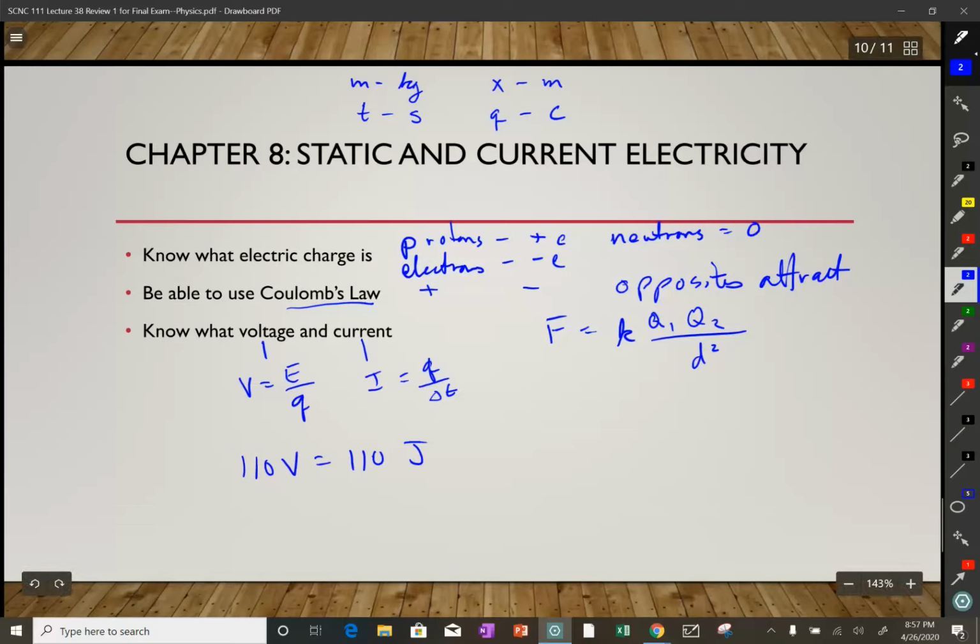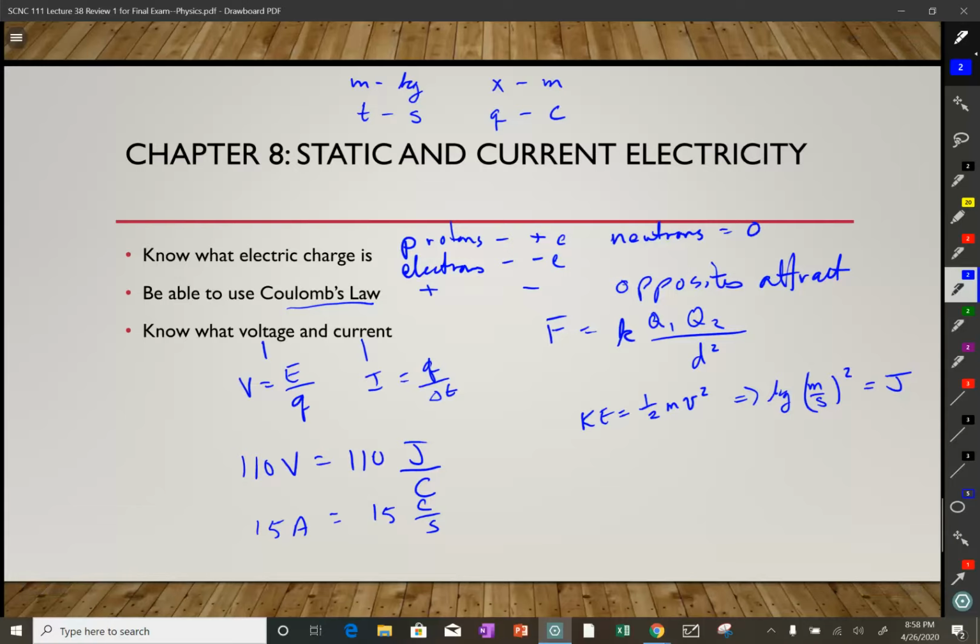Energy is, remember we had the equation, kinetic energy is 1/2 mv squared. So that's going to be units of kilograms times meters per second quantity squared. And we call that a joule. So volt is a joule per coulomb because energy over charge. Current is charge per time. So the current, let's say we have 15 amps, that should be about the most current we have. That's 15 coulombs per second.